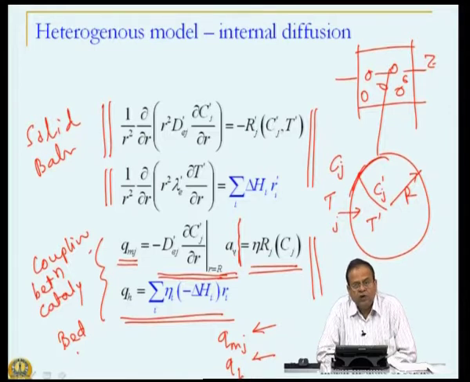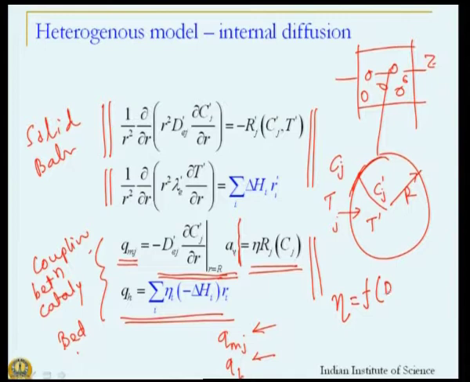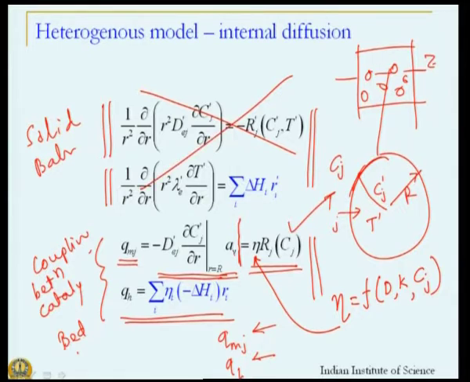But what if I had a priori or independently calculated my effectiveness factor as a function of, let us say, diffusive characteristics, reaction rate constants, and bulk conditions? If I had this knowledge a priori, I could have substituted it over here, and without solving these mass and energy balances, I would have simply got the coupling that I require to solve my reactor balance.